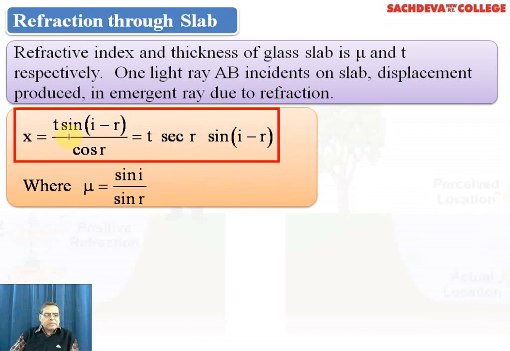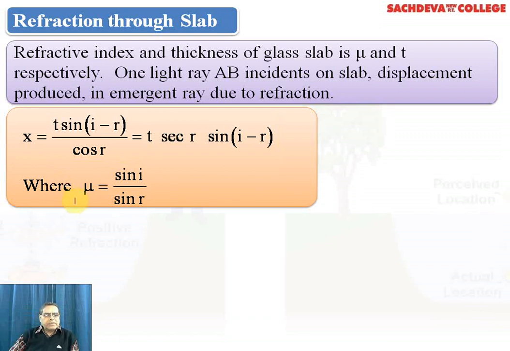So X is equal to T sine (I minus R) over cos R, that is T sec R sine (I minus R). What we are finding in this equation is that T is kept as it is, sine (I minus R) is written as it is, and 1 over cos R is written as sec R. That is, we are using trigonometrical equations.